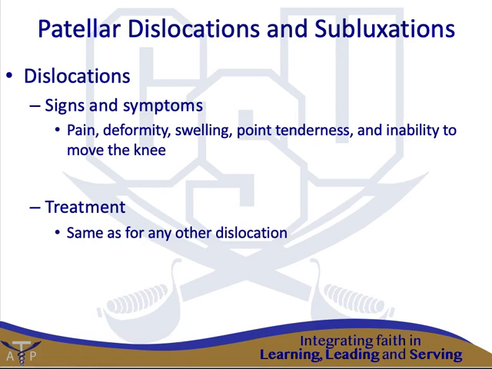Specifically looking at dislocations, our signs and symptoms are like other dislocations. We have pain, deformity, swelling, point tenderness in the area, and the inability to move the knee. For treatment, we want to make sure that we splint it in the position that we find it. We don't want to try to relocate it, especially because that's typically outside of our scope of practice. So we want to make sure that they're comfortable. Treat for shock if they go into shock, maybe an ice bag, and wait for EMS to get there.